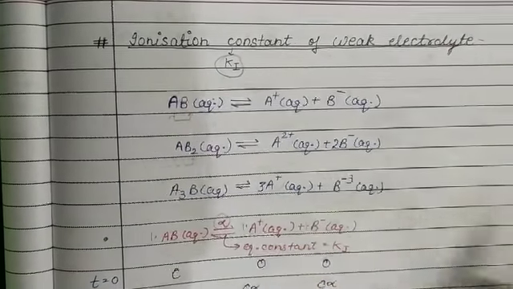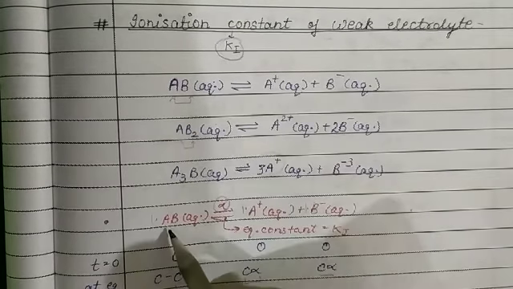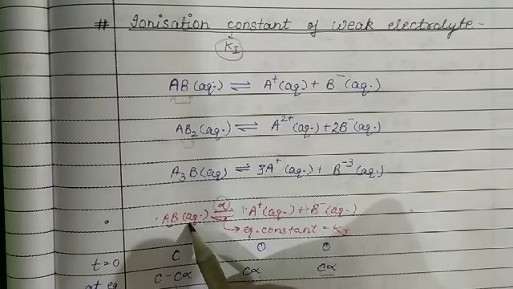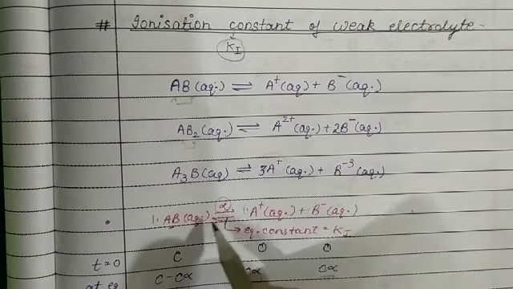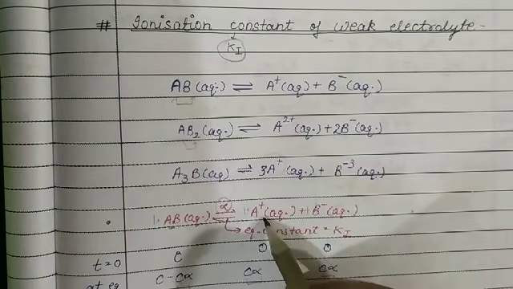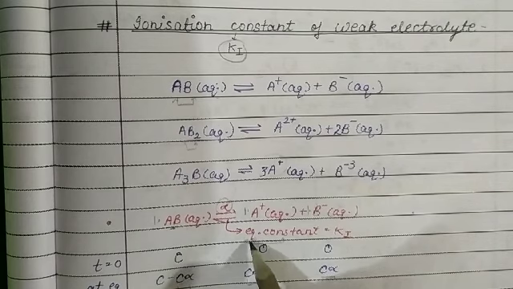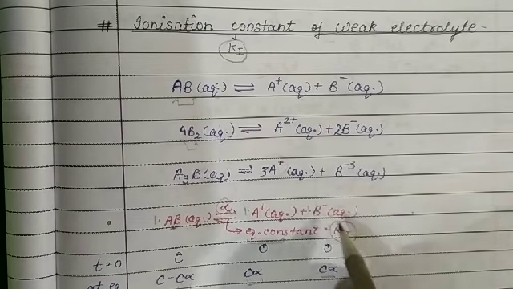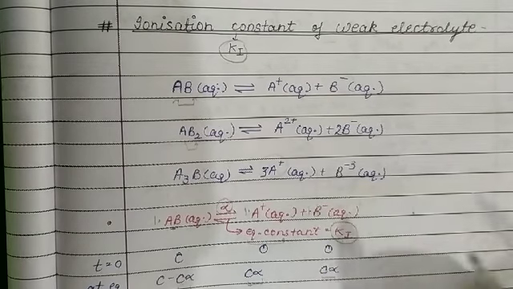Now, take an example for calculation of the ionization constant. The electrolyte is AB, dissolved in an aqueous solution with degree of dissociation alpha. The AB electrolyte dissociates into cation A positive and anion B negative. The equilibrium constant for this reaction is Ki. As ionization takes place, we call it the ionization constant.